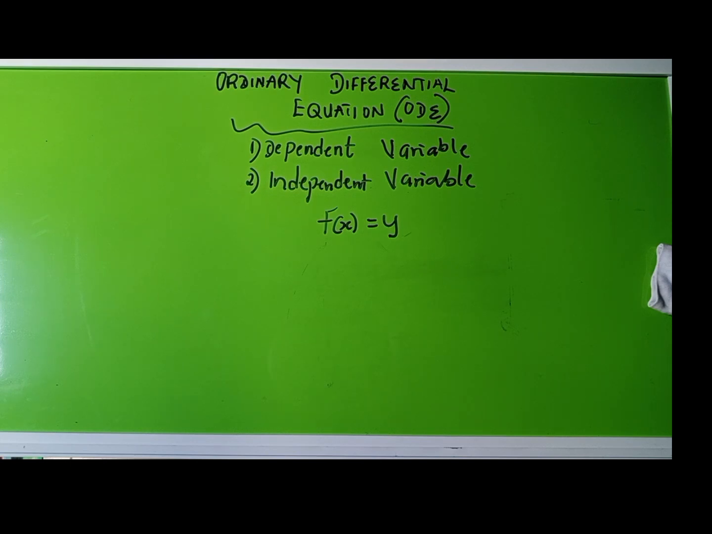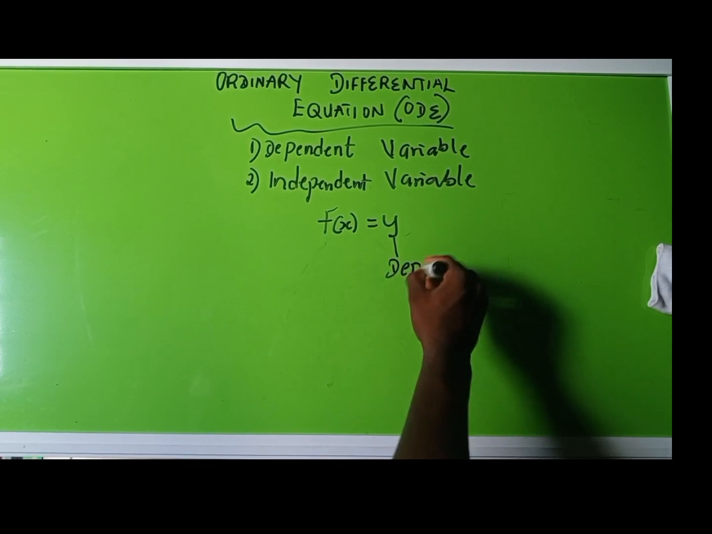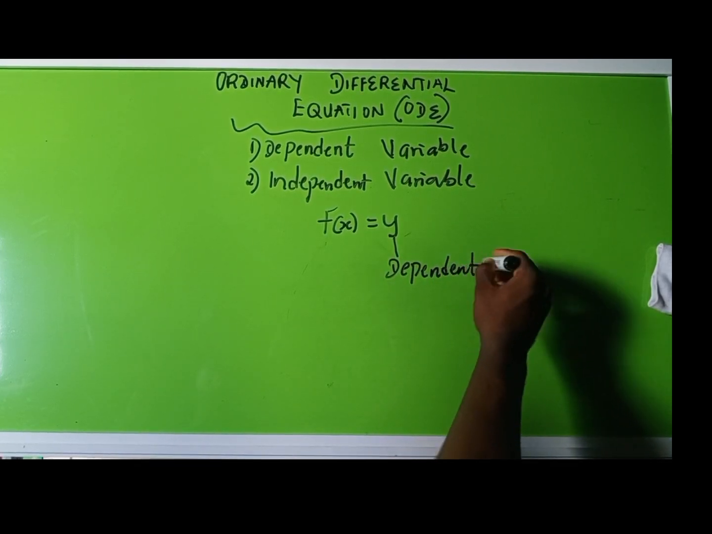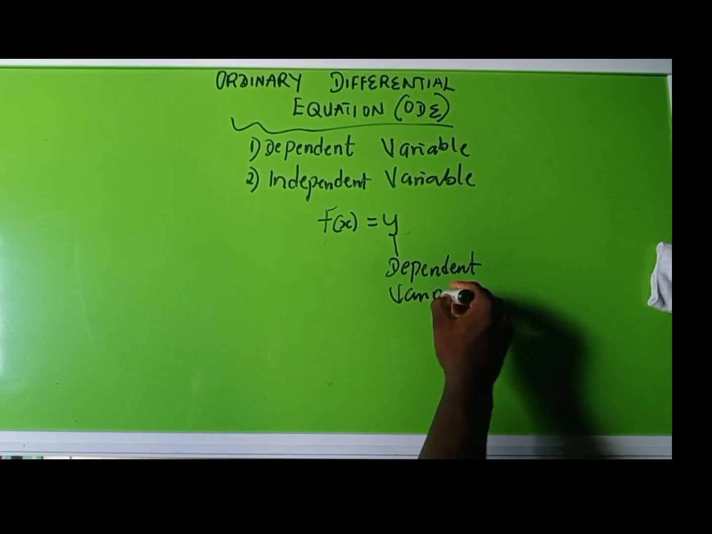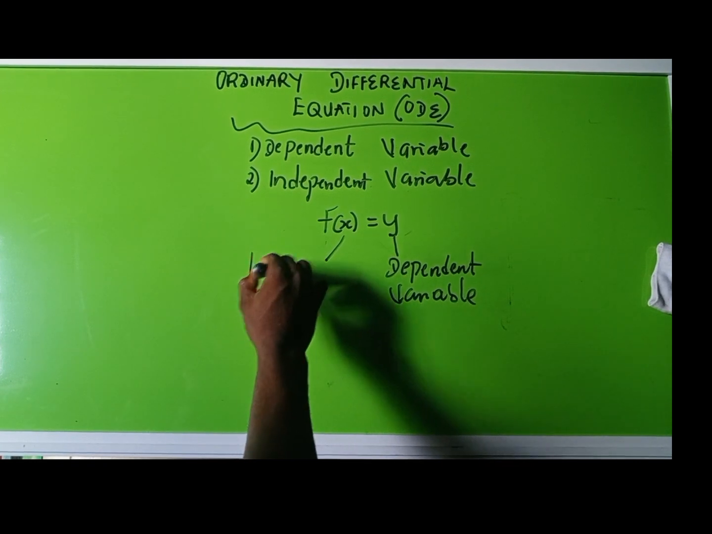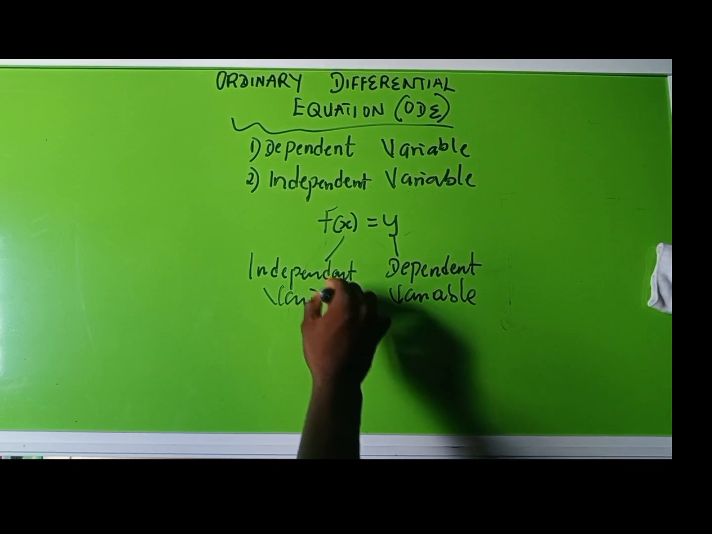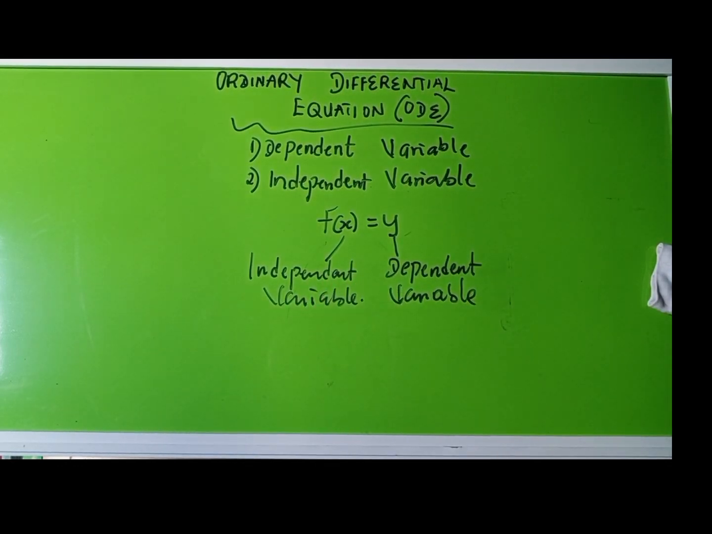So what is your dependent variable and what is your independent variable? Your dependent variable is your y, because your y is depending on the function x. So y is our dependent variable, while our x is our independent variable. We've classified whether your function is dependent or independent. So that is how you classify your variables.